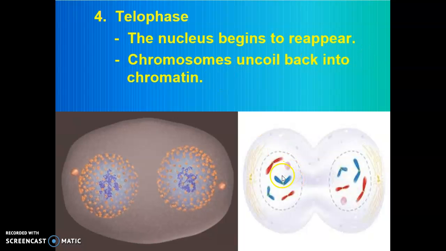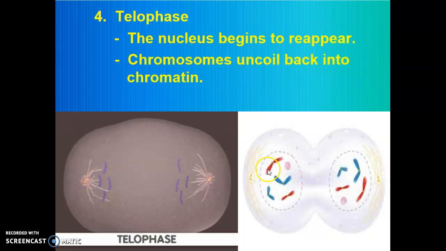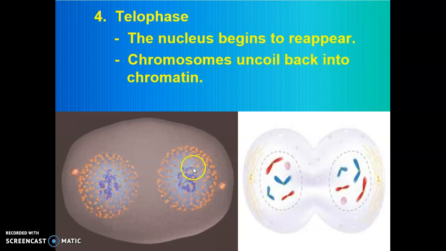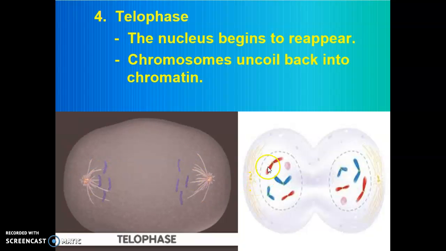All of the chromosomes, the big thick rods that we see that split during anaphase, are going to uncoil back into chromatin. See how they're elongating and you start to see more of a solid dot here? You don't really see chromosomes anymore once you reach the end of telophase.